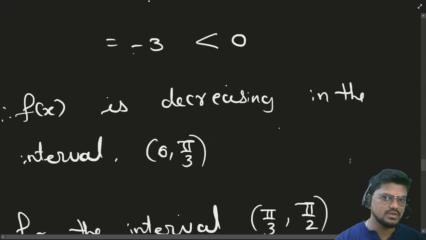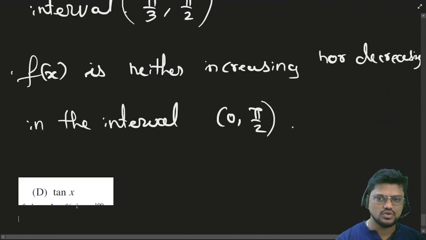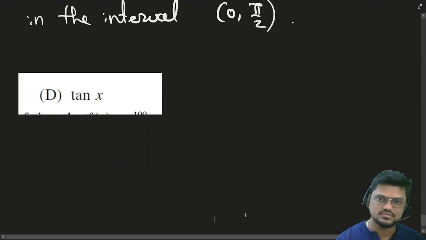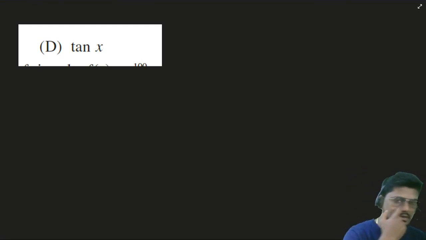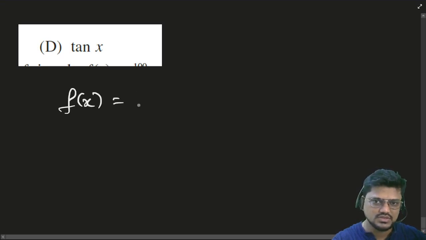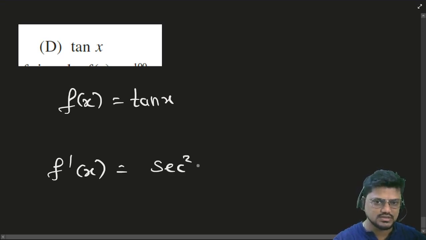It is an MCQ, but see the length of the sum. So do not take it lightly if you have MCQs in your exam. Okay. Now let us check whether it is increasing or decreasing. So we can say f of x equals tan x, then f dash of x, the derivative of tan x, is sec square x.